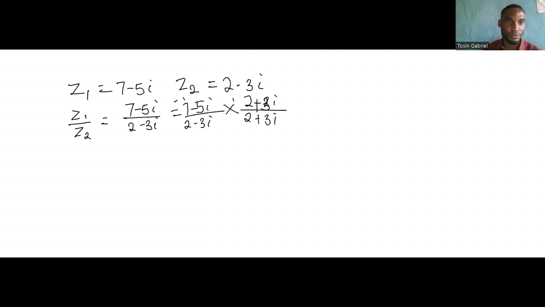So let's continue. The numerator will multiply the numerator, and the denominator will multiply the denominator. The way I've taught you, just say 7 into everything there, that's 2 plus 3i, close the bracket, then minus 5i into 2 plus 3i, close the bracket, divided by, that is 2 into 2, let me clean this.